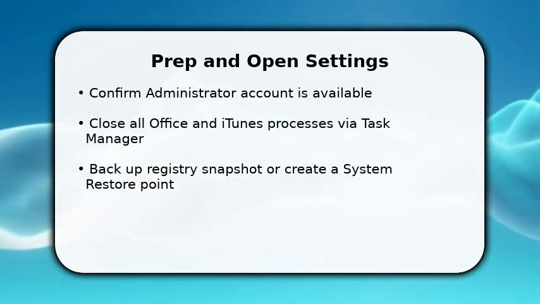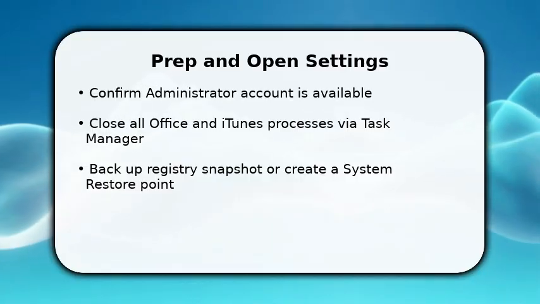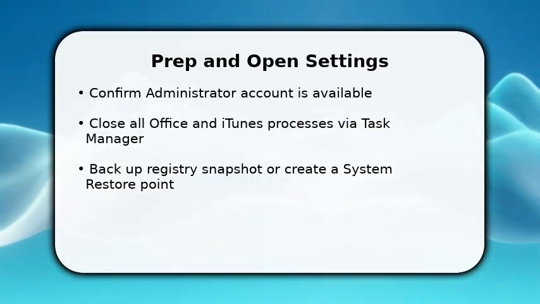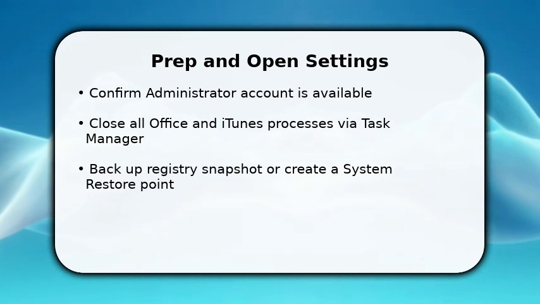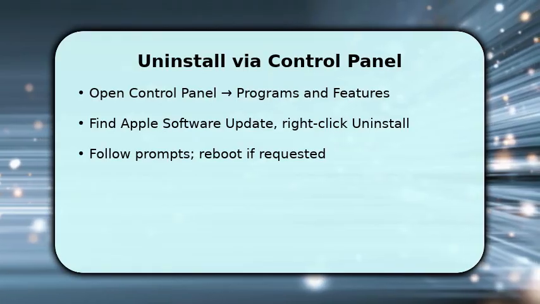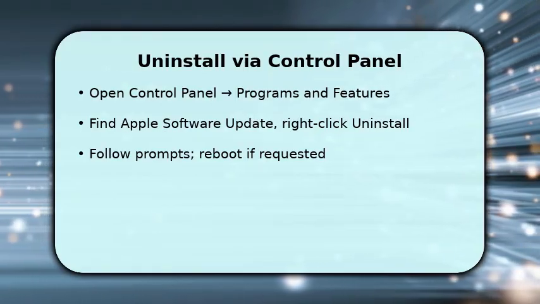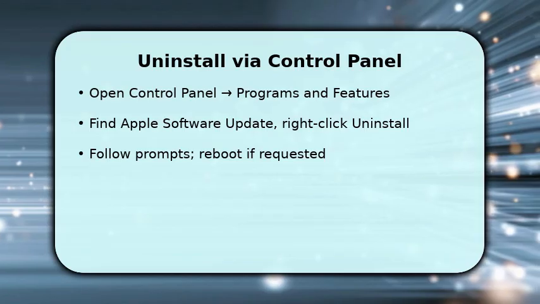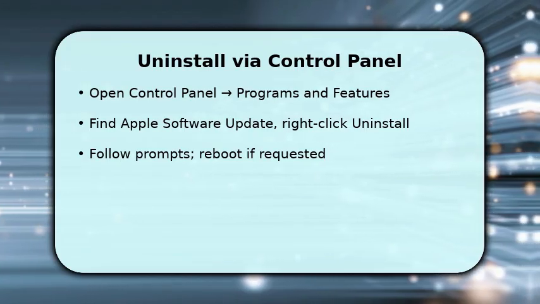Make sure Windows is up to date and that you have a stable power connection before proceeding to uninstall utilities. In Control Panel, go to Programs and Features and locate Apple Software Update. Right-click and choose Uninstall. You'll see a small wizard. Follow prompts carefully and allow it to remove supporting files.